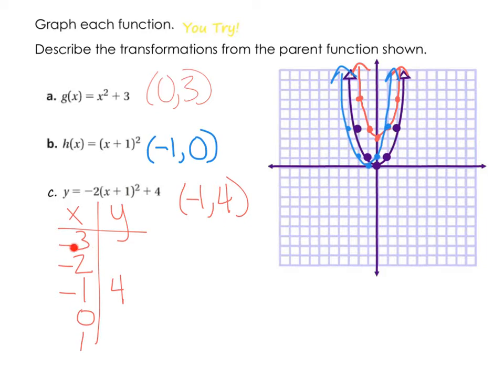We can take these x coordinates and plug them into the function to figure out what y is. So if I take -3 and plug it in, -3 + 1 is -2, squared is +4, times -2 is -8, plus 4 is -4. Then I'm going to do the same thing for my other ones. -2, plug in, so -2 + 1 is -1, squared is +1, times -2 is -2, plus 4 is +2.